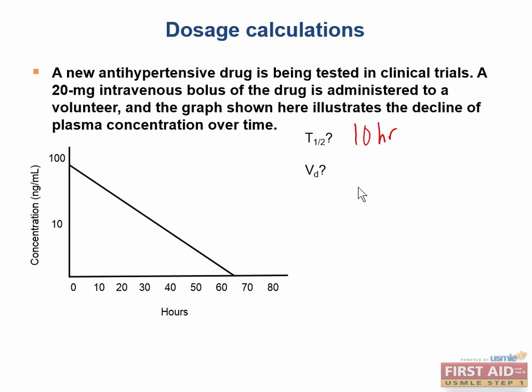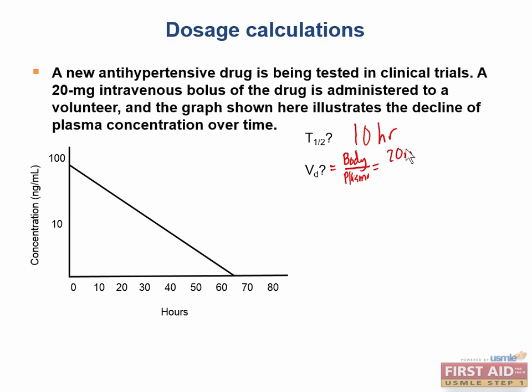Alright, so let's dig a little bit deeper. What is the volume of distribution now? Well, for figuring out the volume of distribution, we need to remember what the formula is. So the formula for volume of distribution is the amount of drug in the body divided by plasma drug concentration. So, how do we figure out how much drug is in the body? Well, up in the question stem, we find out that we gave a 20 milligram IV bolus of the drug to the volunteer.